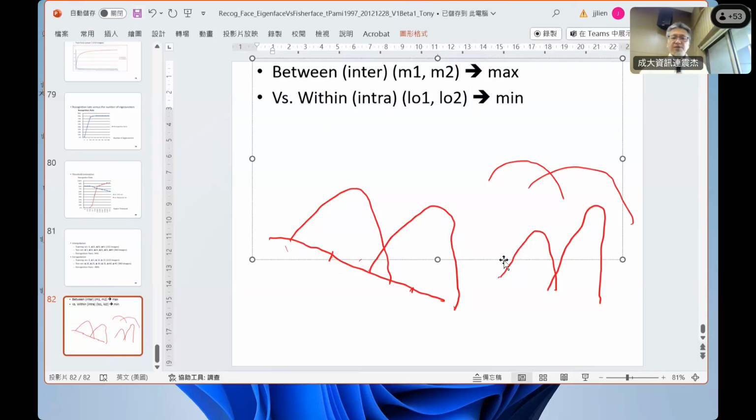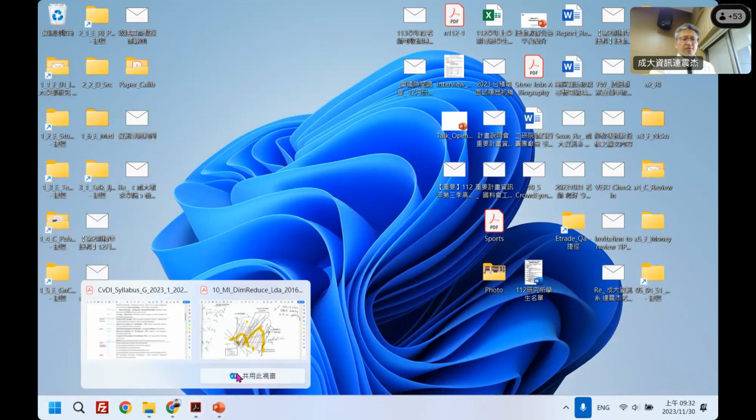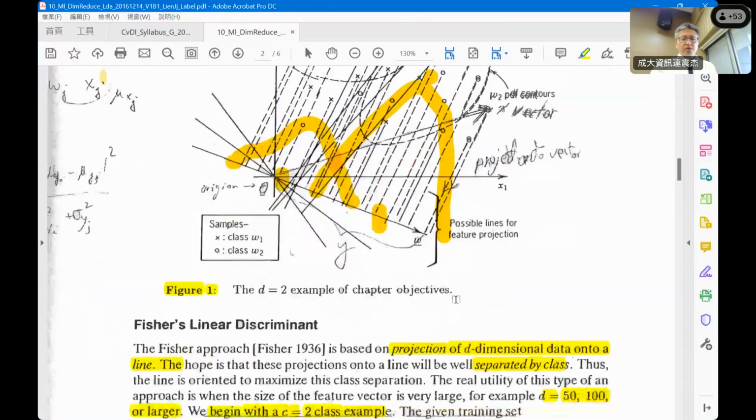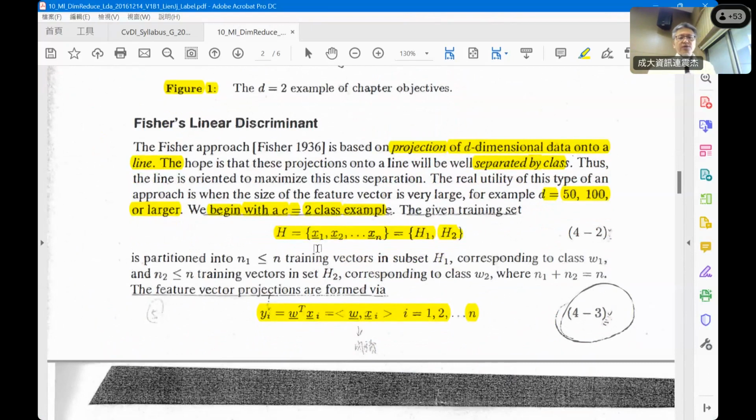So we want to find a projection axis, actually a projection line. The projection line is W. Okay, so that's the purpose. Back to here, we continue. We have two classes, suppose face and non-face, or either one. LDA is also called Fisher's linear discriminant.